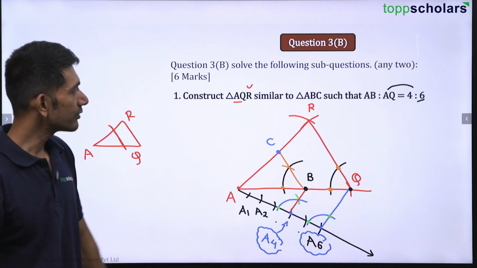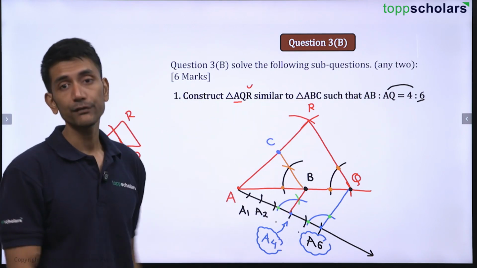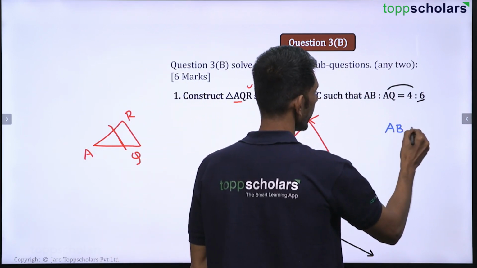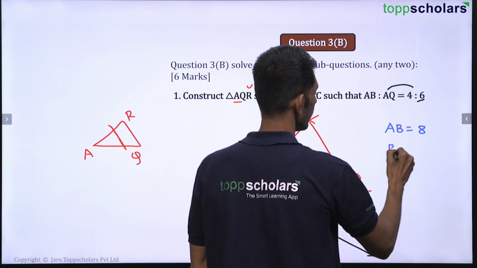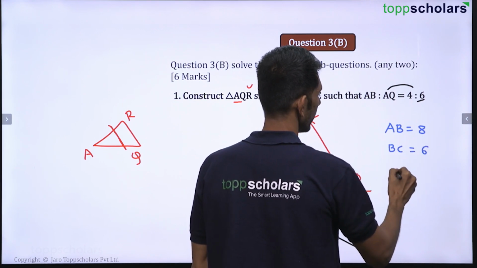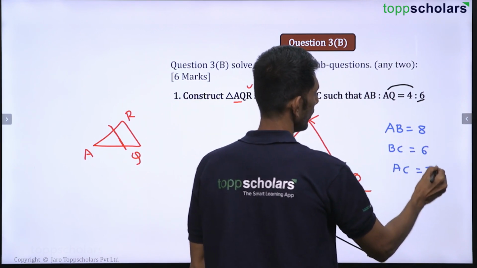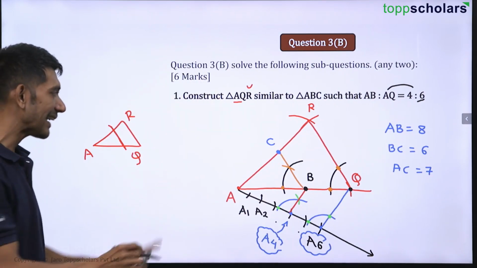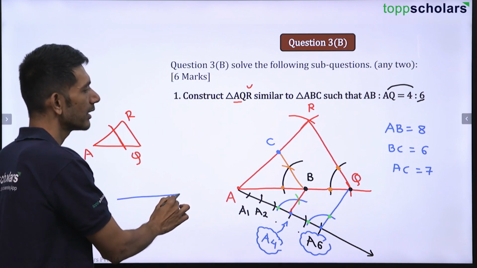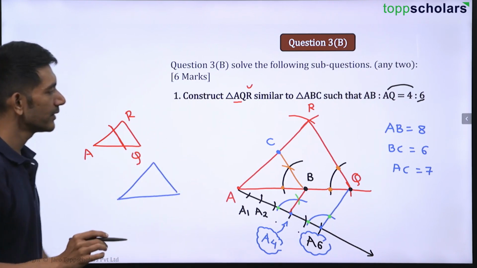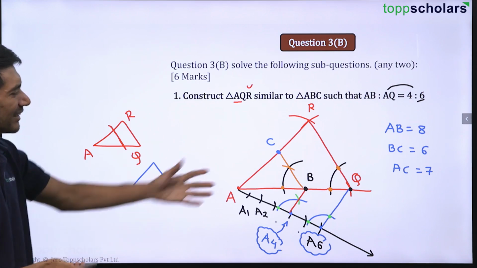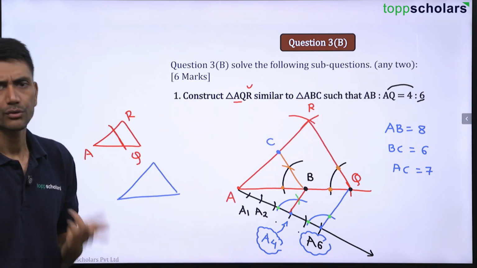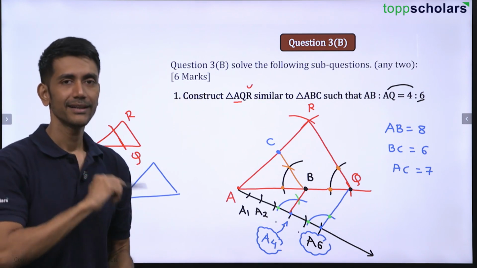Sometimes what they will do is they'll give that ratio, but they'll also give you the sides of the triangle. Like they'll give you AB is 8, BC is 6, AC is 7. So in that case, you cannot take this risk of drawing the triangle randomly. In that case, obviously you have to draw 8, 6, 7 properly. But here our triangle is random. They can give you ABC also, they can give you AQR also. That's their choice. Perfect. Let's continue.